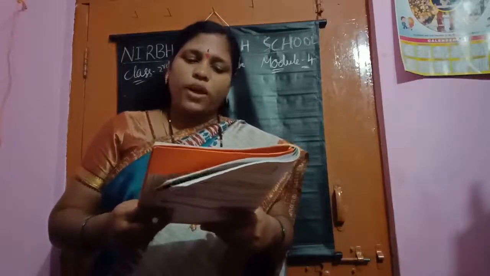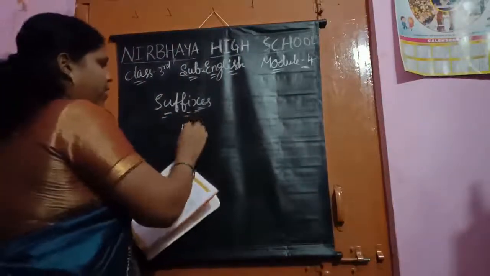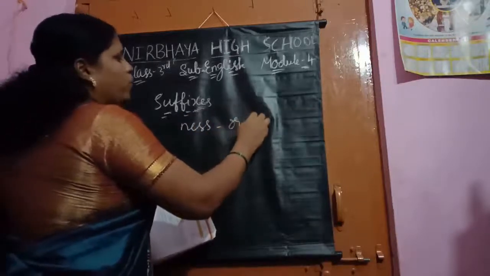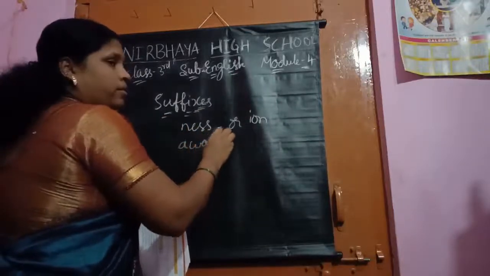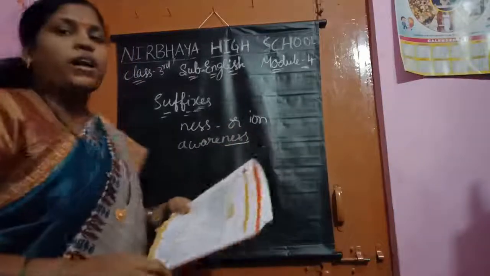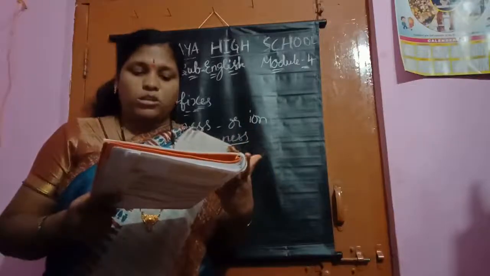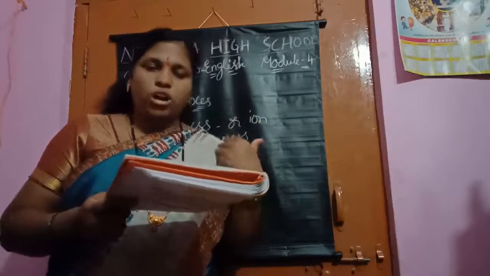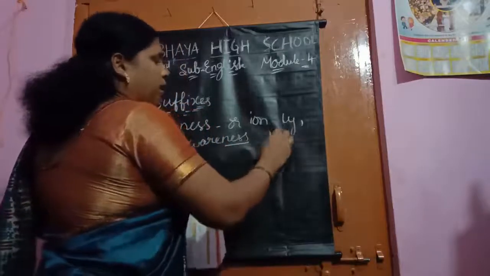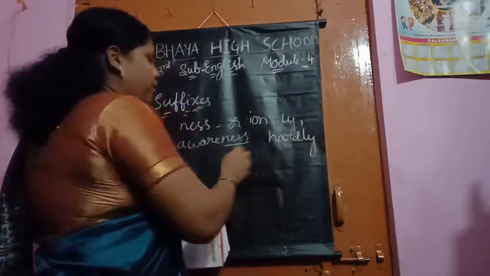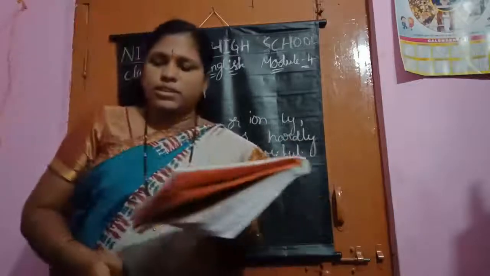Adding a suffix to a word changes the part of speech of that word. See here, adding ness, or ion. How does it change? See here, children. Awareness. We are adding this ness to the word. Ness is a suffix. Here, adding ly also. Hard, hardly. Adding full, joyful. Ly also we can add. Hardly. Full. Joyful. What does it become, children? Joyful. Yes.